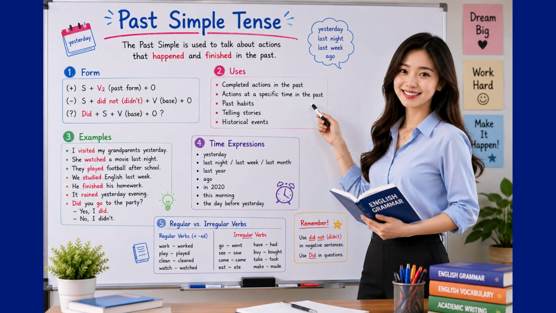An important rule we learned is that after did or didn't, the verb always returns to its base form. Therefore, we say didn't go, not didn't went, and didn't see, not didn't saw.